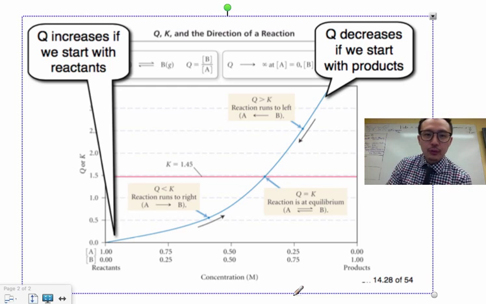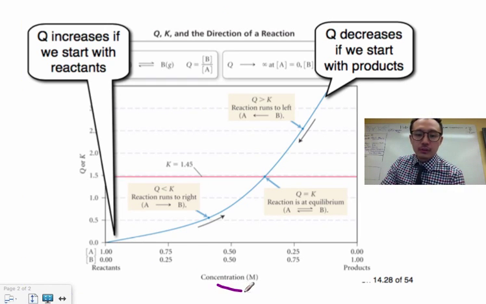Here's a graph to show you what's actually happening with your Q and K comparison. This on the left side could be your Q or K, because remember, calculating Q or K is completely the same equation. And the bottom is your concentration, so this is the amount of your reactants and your products.